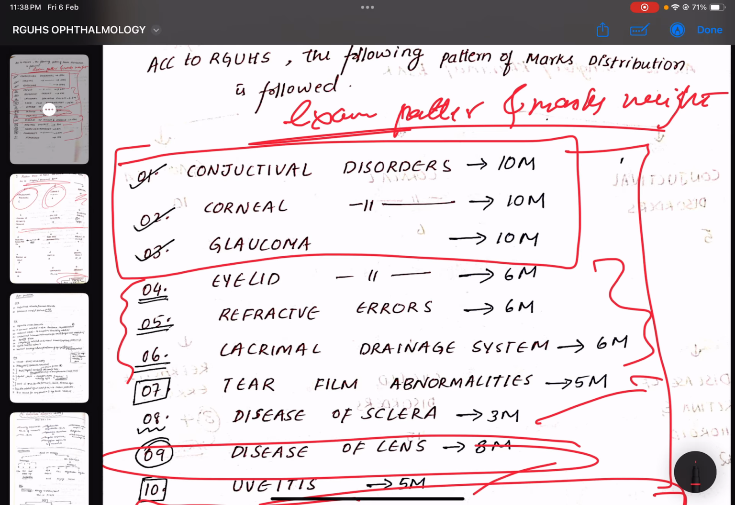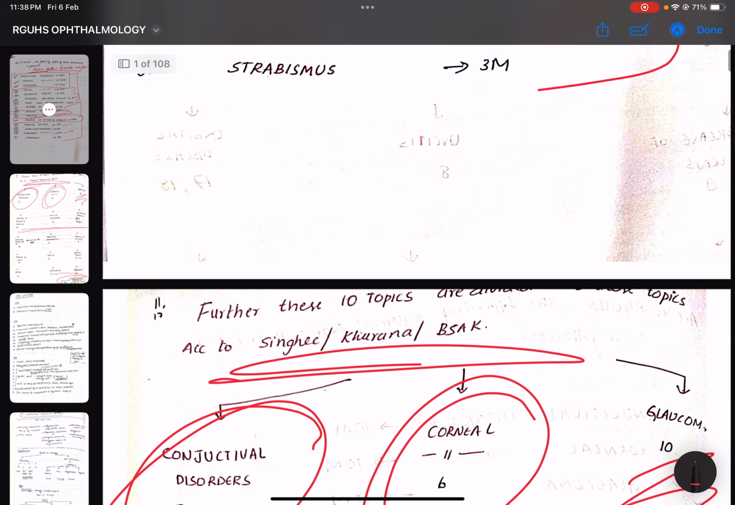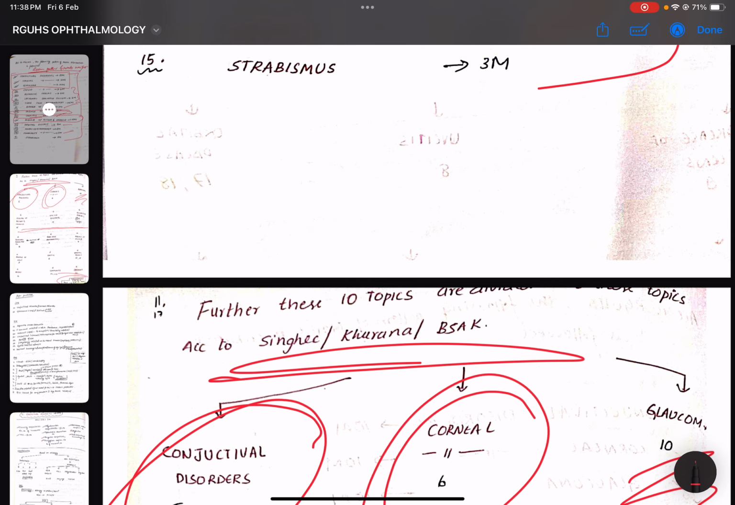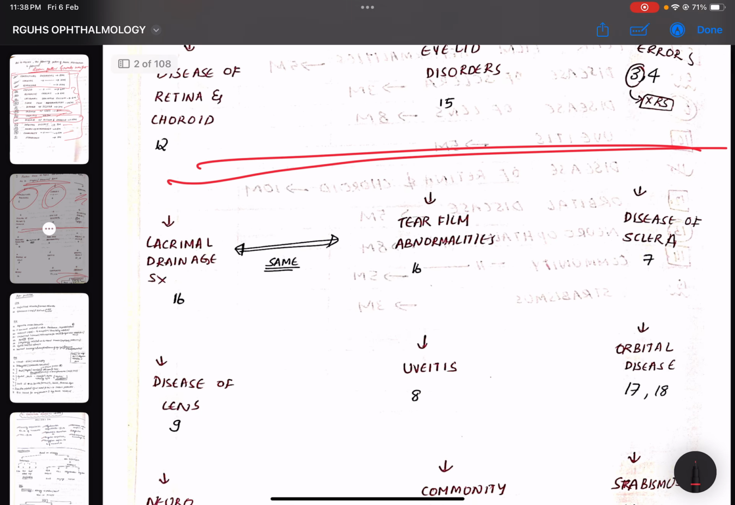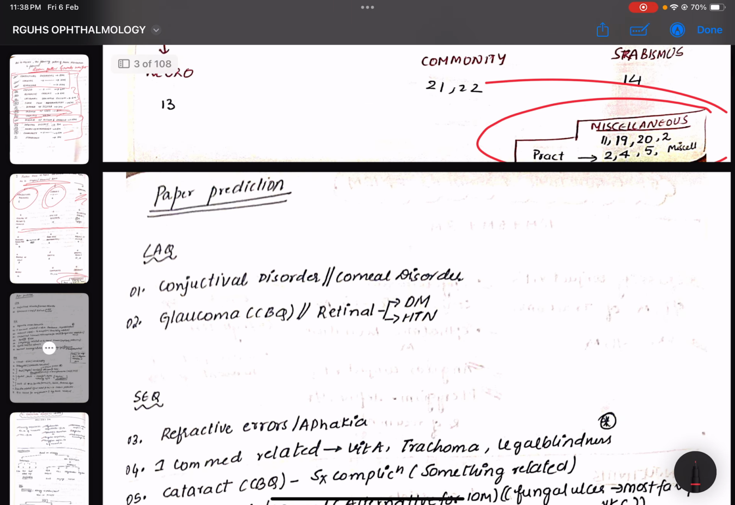that RGUHS has given. Based on this, let us predict the paper and follow the same narration like how we did for other subjects. Again, a long answer question can be either from conjunctival disorder or corneal disorder. The important questions from conjunctival disorders include VKC, and from corneal disorder, the major thing they are asking is fungal corneal ulcer.